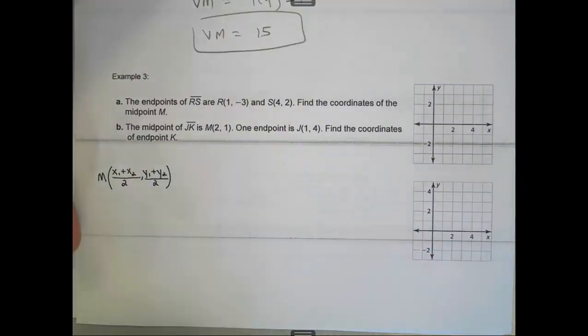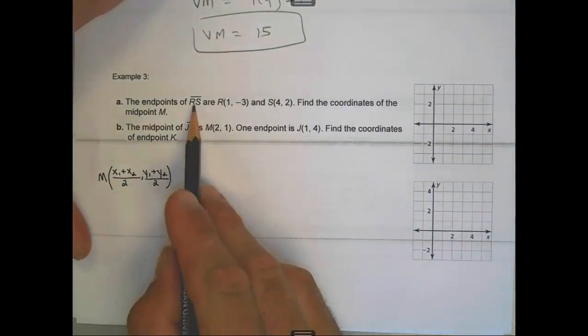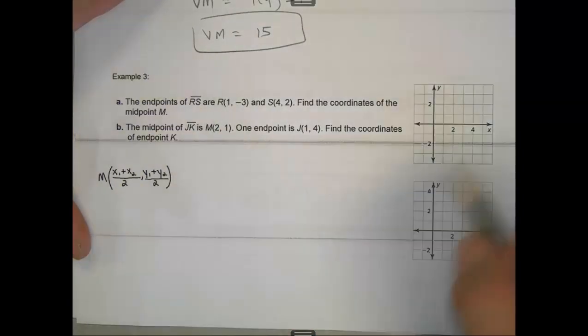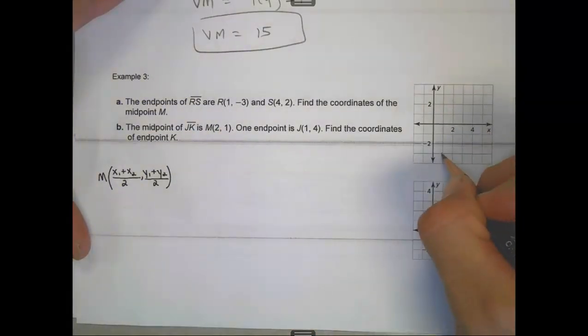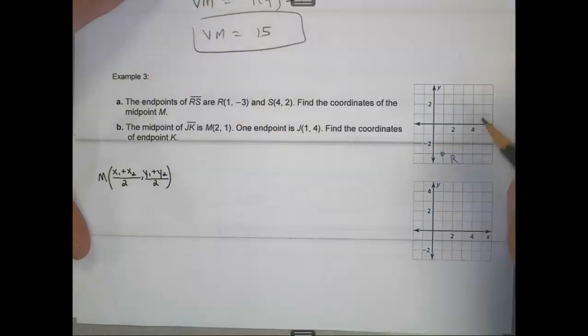All right, example 3 says the endpoints of RS are 1, negative 3 and 4, 2. So I'm just going to graph this. 1, negative 3 is right here. Here's the point R. And 4, 2, so over 4, up 2, is S. All right, those are the endpoints. So here's my segment.